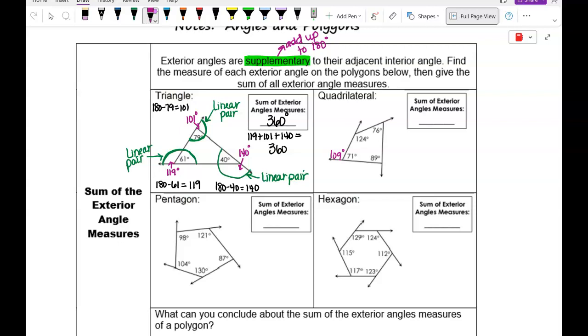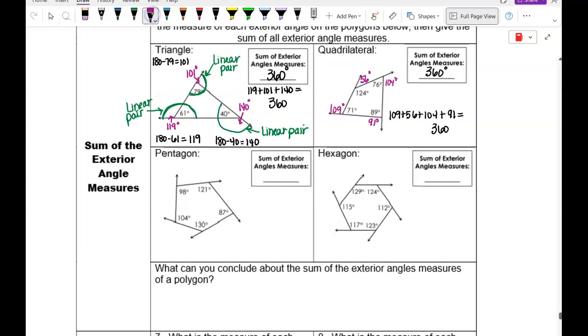What would be the supplement to 124 degrees? 56 degrees. The supplement to 76? 104 degrees. And the supplement to 89? 91 degrees. So that was the first part. It says find the measure of each exterior angle. Then they wanted us to find the sum, so we have to take that 109 plus 56 plus 104 plus 91, and what do we get? 360. So we got 360 degrees again.